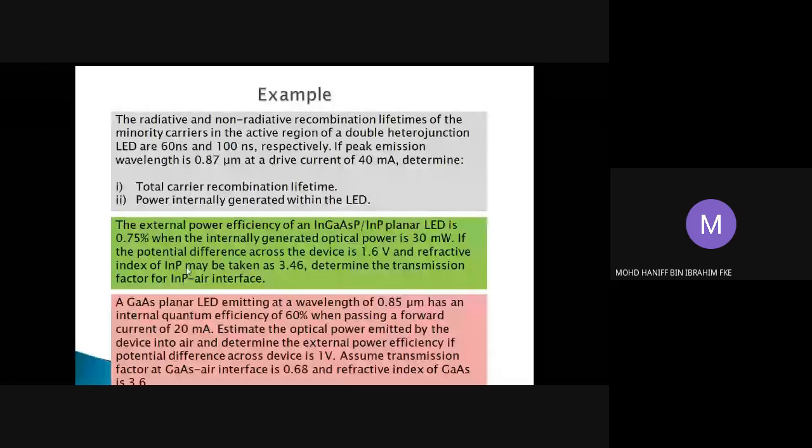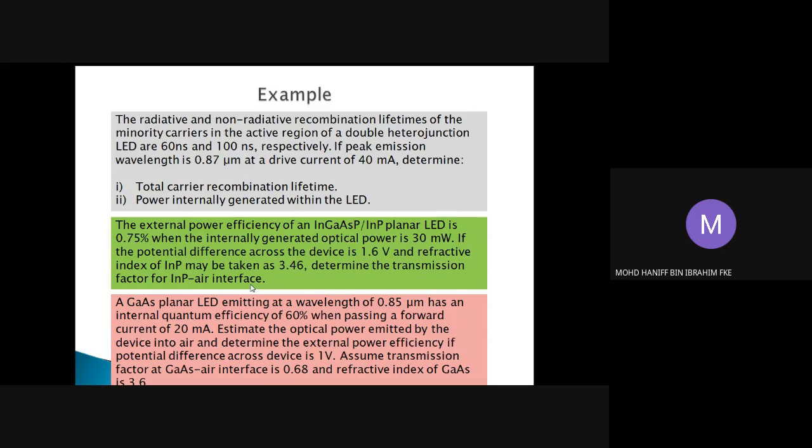Number 2. It is given here that the external power efficiency of an indium gallium arsenide phosphide or indium phosphide planar LED is 0.75% when the internally generated optical power is 30 milliwatt. If the potential difference across the device is 1.6 volt and the refractive index of indium phosphide may be taken as 3.46, determine the transmission factor for the indium phosphide air interface.